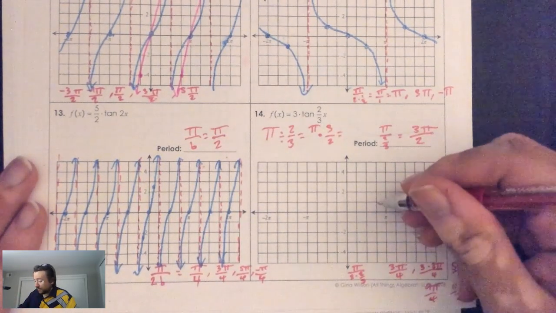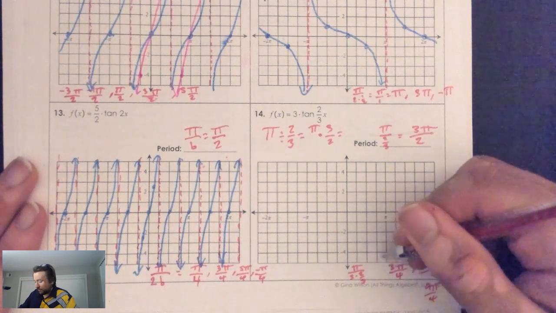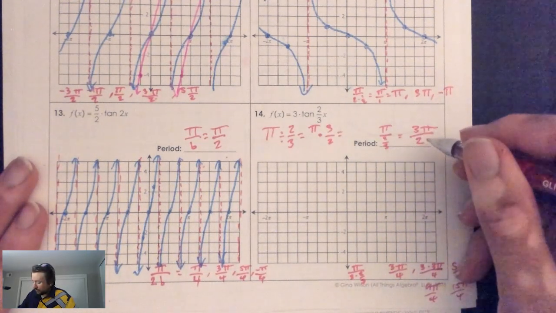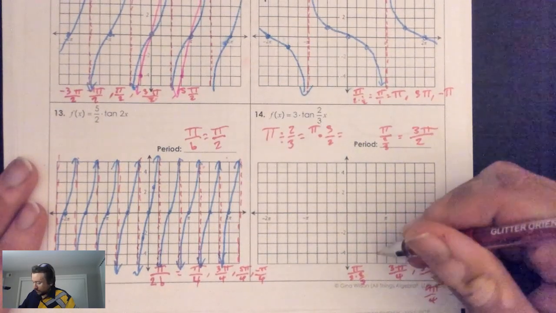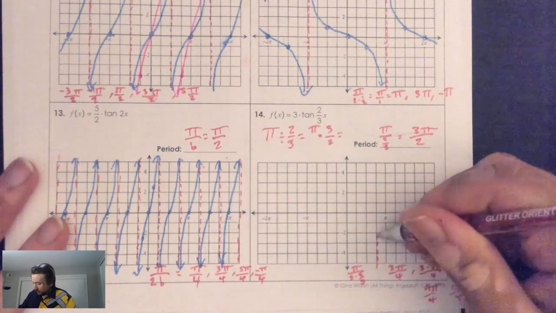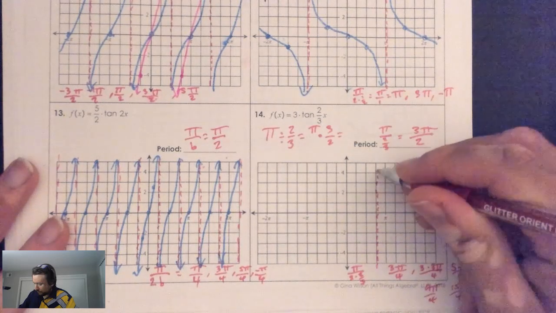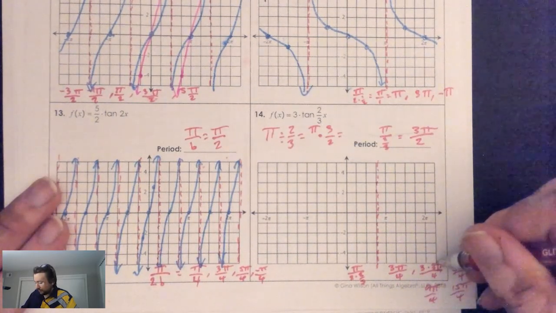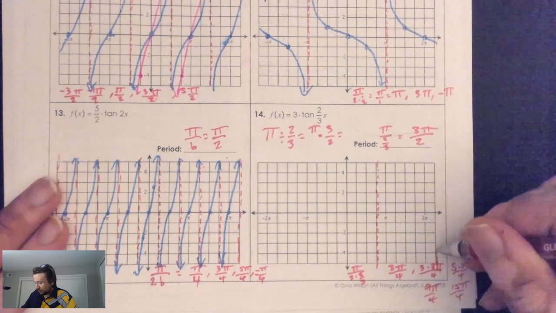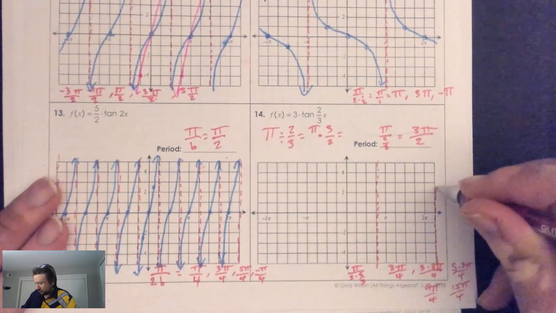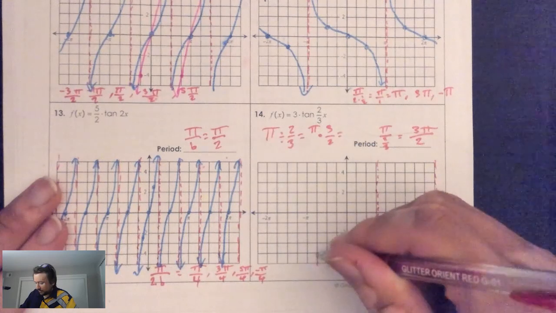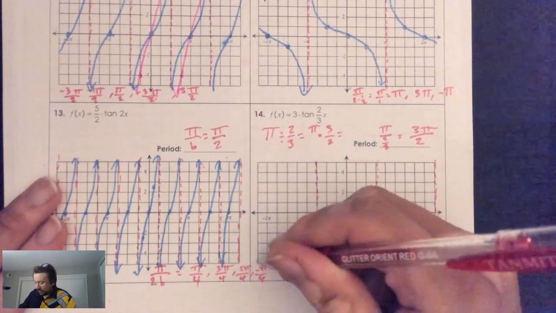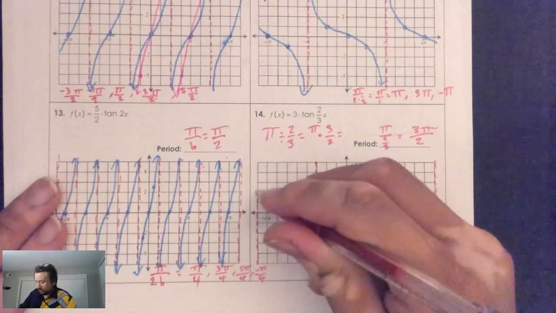But if you can get the first asymptote correct, you can always just use the period again to find the next one. So our first asymptote is 3 pi over 4. That's right here. And then 3 pi over 2 after that is just going to be over here. And then in the other direction, 3 pi over 2 below that, or negative 3 pi over 4, and negative 9 pi over 4.